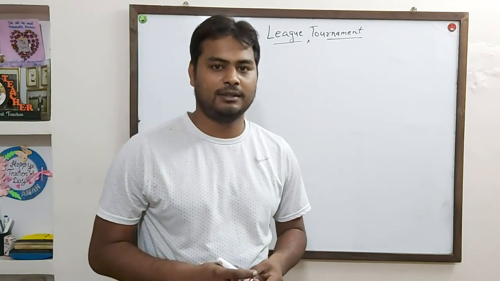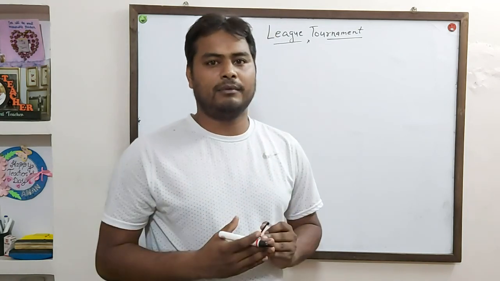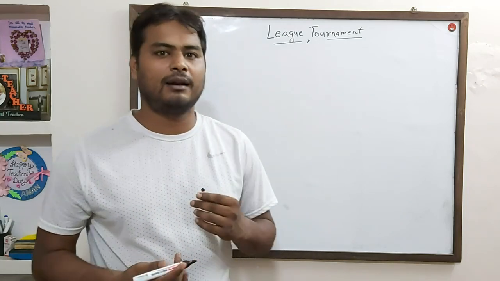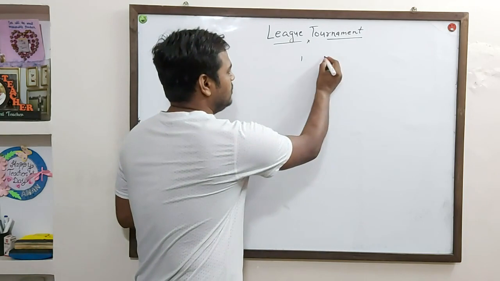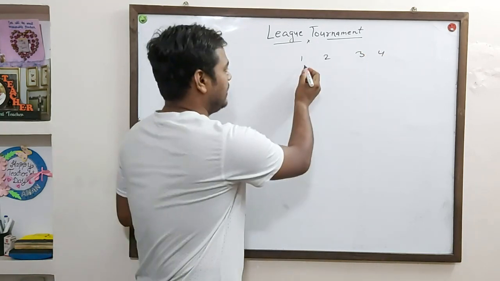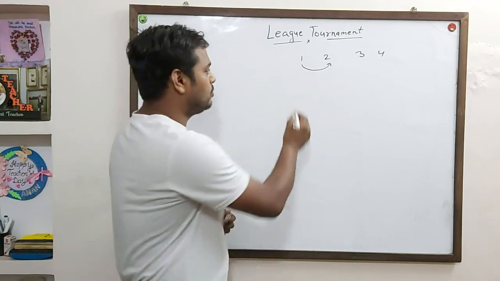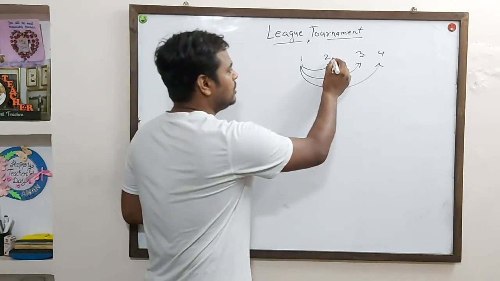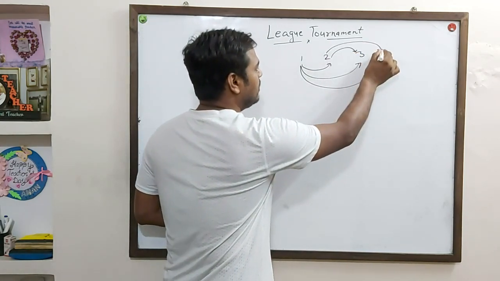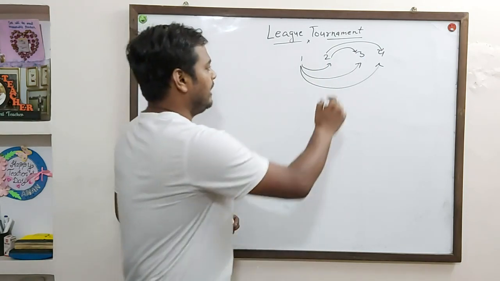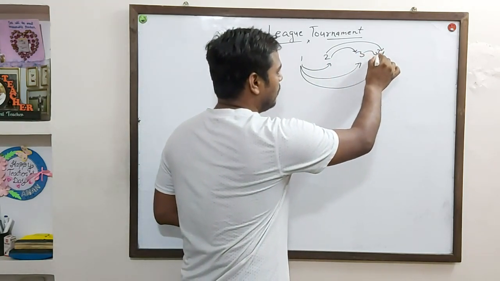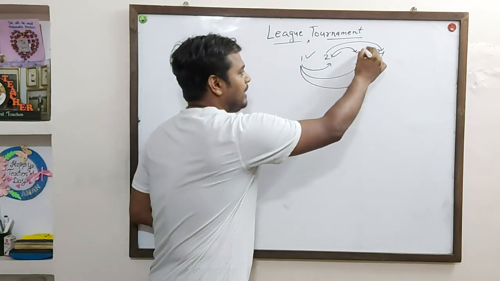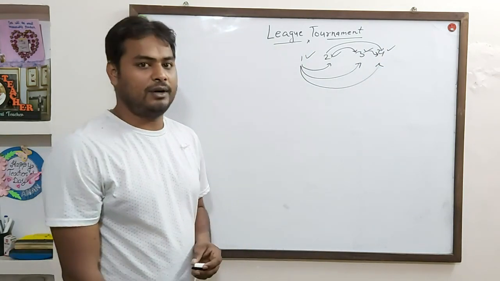In a league tournament, every team plays with every team. Suppose in a tournament the total number of teams is 4, like 1, 2, 3, 4. Then team 1 will play a match with 2, also with 3 and with 4. And 2 will play with 3 and 4, as 1 is already played. And 3 will play with 4, as 1 and 2 are already played. So here all teams are playing with every team one time.